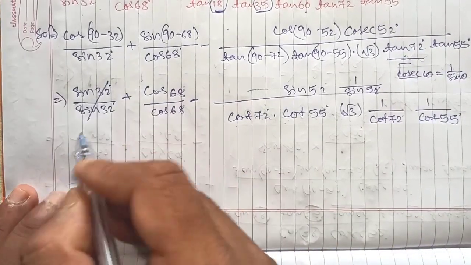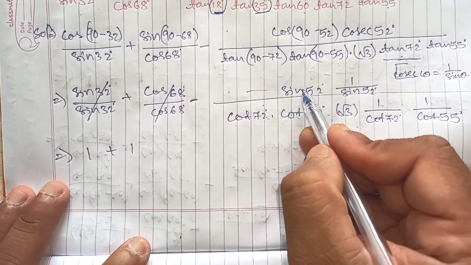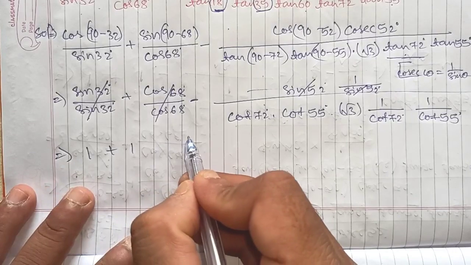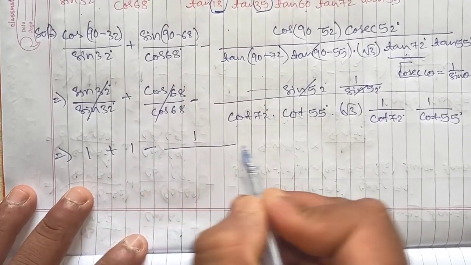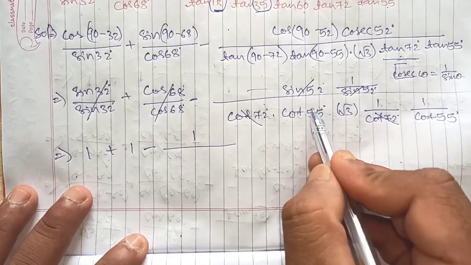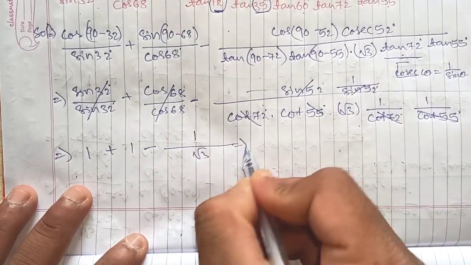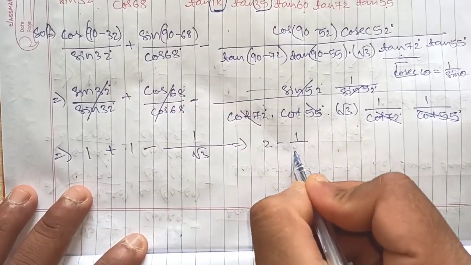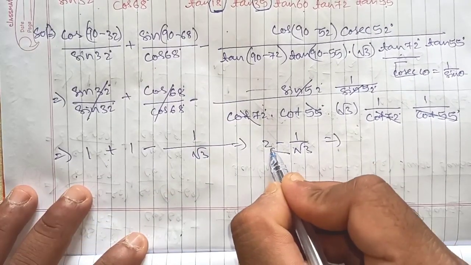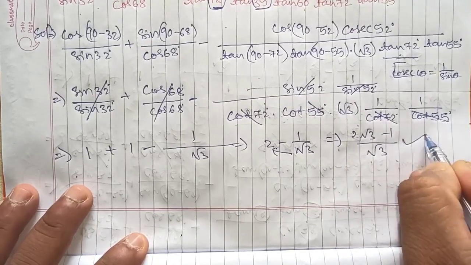Now cancel, these two will become 1. Cancel it, these two will become 1. These two also will be cancelled, so nothing is there. Numerator will be 1 minus, okay, cot 72 cancelled, cot 55 cancelled. What is left? Root 3. So 1 plus 1 is 2 minus 1 by root 3. Multiply root 3 here. 2 root 3 minus 1 by root 3 will be your answer.